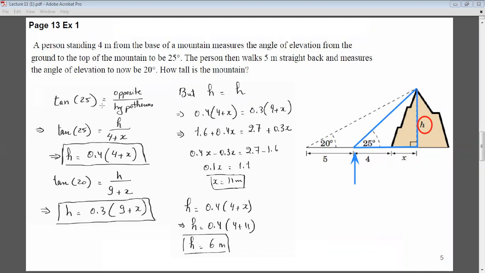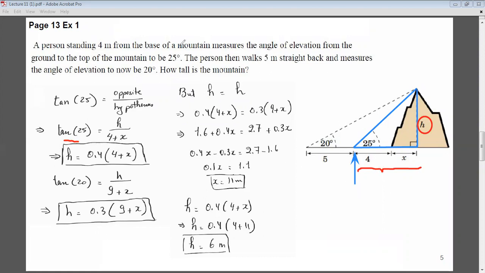So tangent of 25 in this blue triangle is equal to opposite over adjacent. Tangent of 25 is equal to h divided by how much is this distance? It is 4 plus x. So it is h divided by 4 plus x. I cross multiply, I get h equals 0.4, which is tangent 25, times 4 plus x. So this is h from the first triangle.